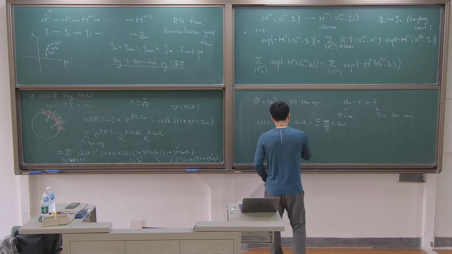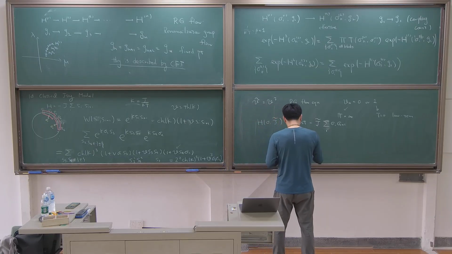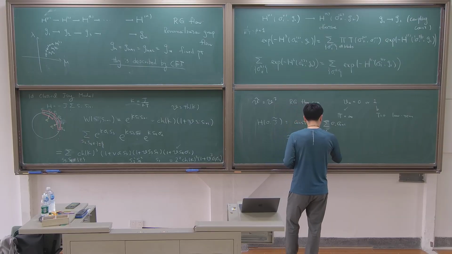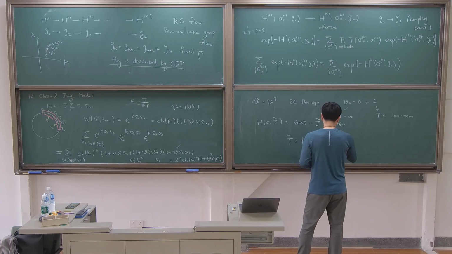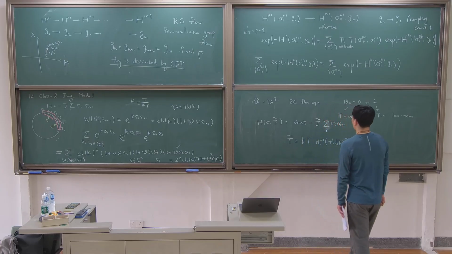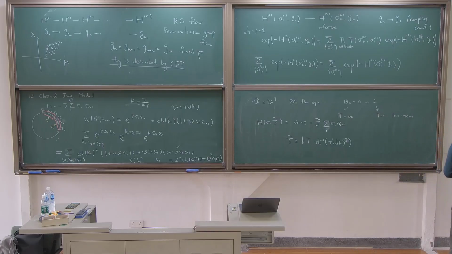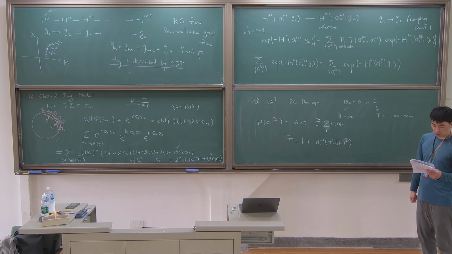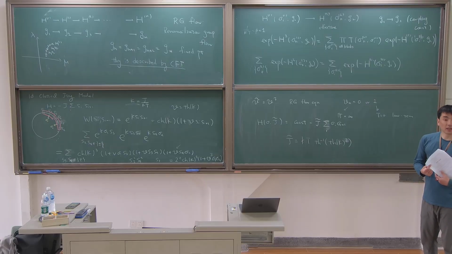And J tilde, if you want to know it, is K times T times inverse times K cubed. Okay, so that's the equation you will think about. Any question at this moment? So that's the rough idea of the renormalization group.